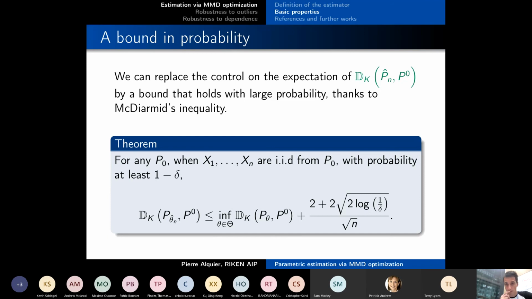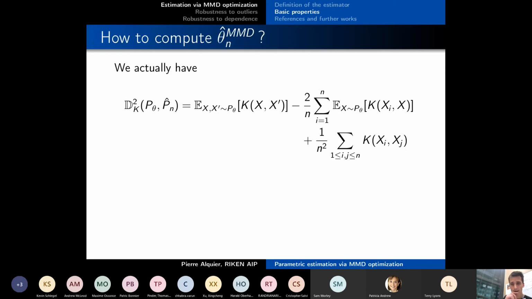Okay, so just before I give more details on the theory, I just want to explain maybe in a few lines why this estimator can be computed actually. So why in many models it's possible to compute it. And the reason is that if you come back to the definition of the MMD distance, if you write the distance between P_theta and P_n hat, so the one that you have to minimize to compute theta hat, you see that it's just three terms, of course, because it's a square of a difference in a Hilbert space.